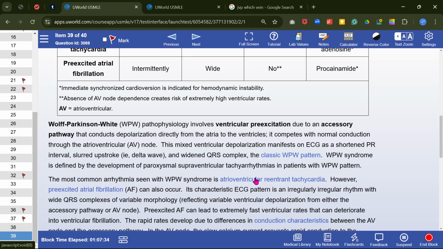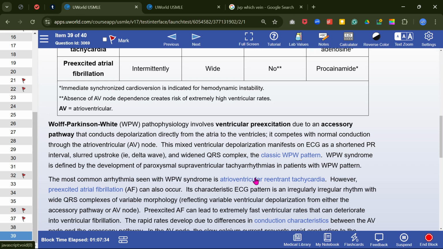The mixed ventricular depolarization manifests on ECG as a shortened PR interval and a slurred upstroke, that is the delta wave. This is the slurred upstroke, short PR interval. Normal PR interval is 3 to 5 small squares. If it is less than 3 small squares, it is a short PR interval. Widened QRS complex is classic for WPW syndrome.